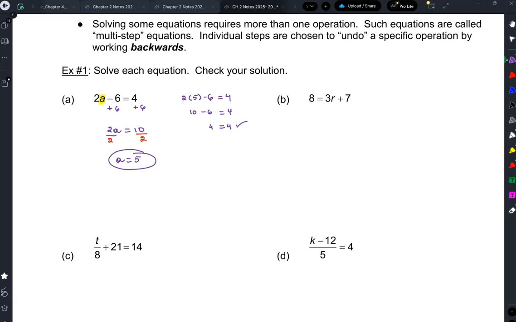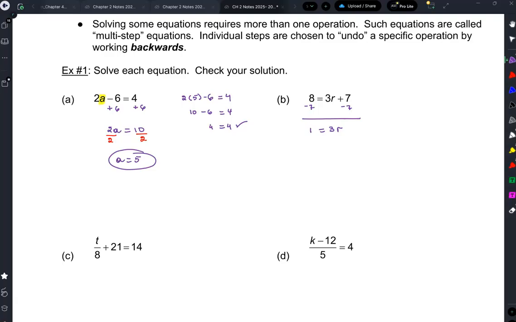What's the next one? What do we do first? What do you think? Subtract 7. Now stay on your toes, guys, because I might be calling on people. When I do that, 8 minus 7 is 1 equals 3r. And then 7 minus 7 goes away. Now I need to do something else.